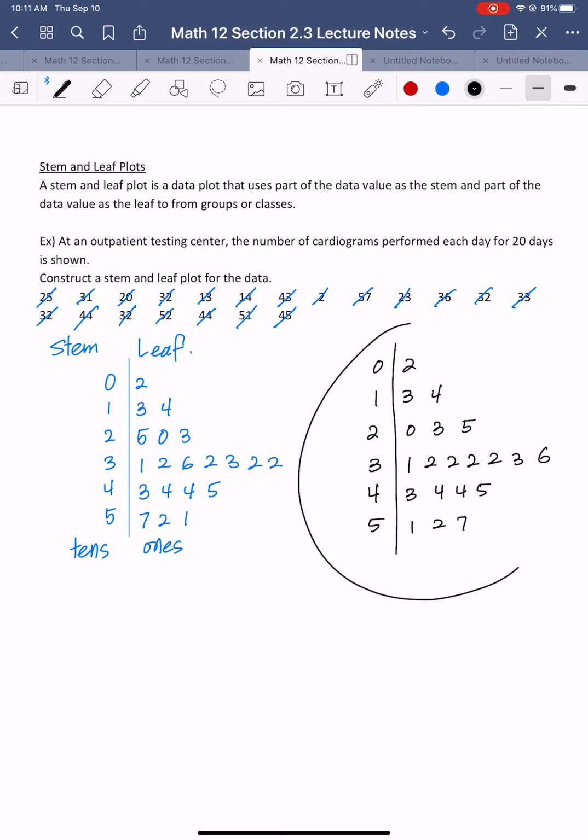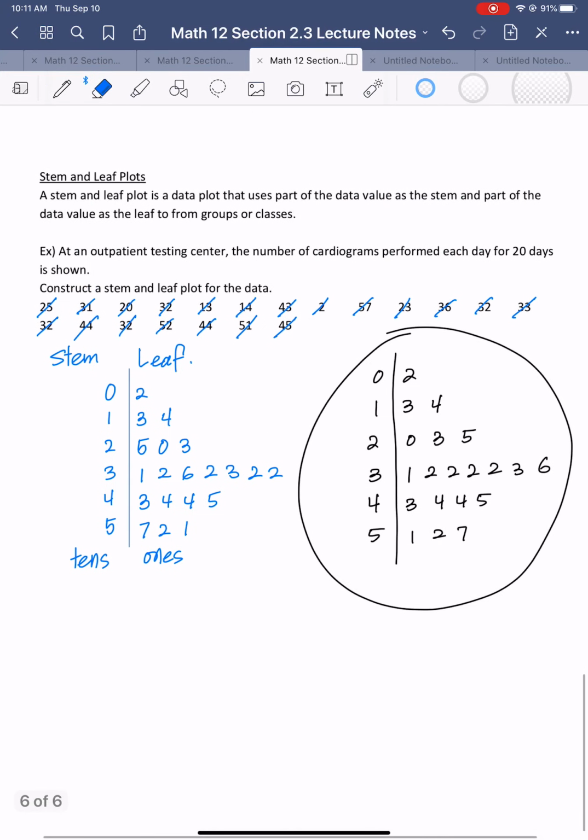Okay, so this is a nice form to use, okay? All right, I think that's all for this section, okay? So thank you for listening.